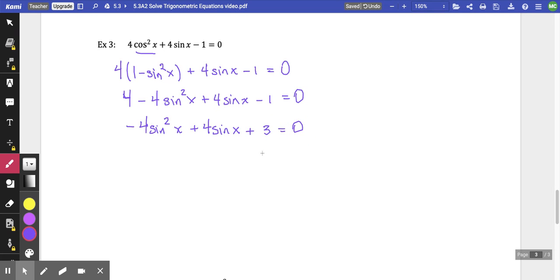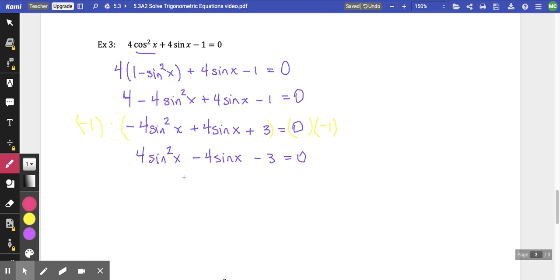Okay, personally, I don't like factoring when my squared term has a negative coefficient. So I'm going to multiply everything in this equation by a -1. By everything, I mean everything on both sides. So times -1 will change the signs on everything for me. That'll give me +4 sine squared of x, minus 4 sine of x, and then -3.